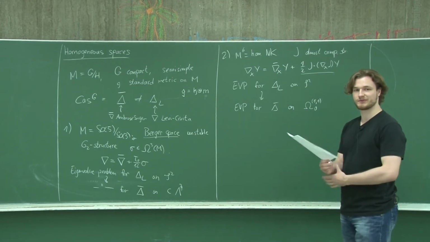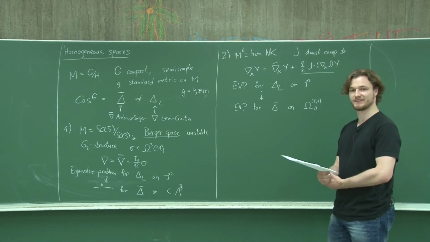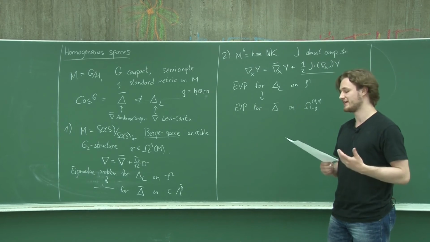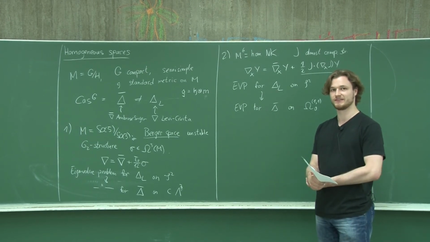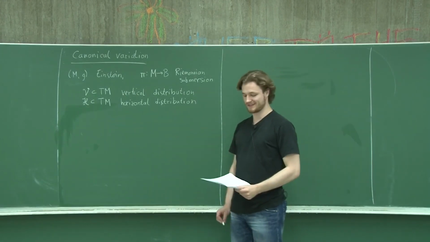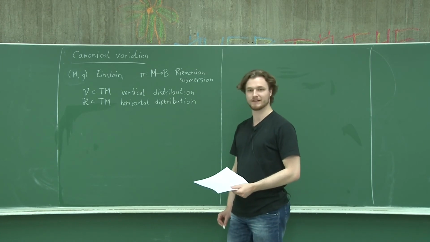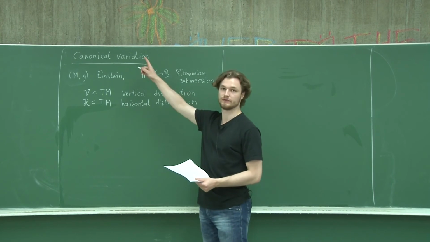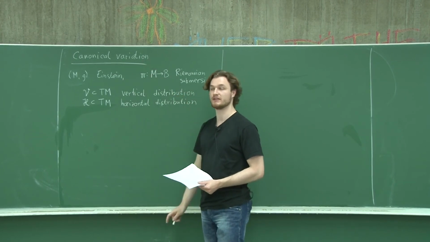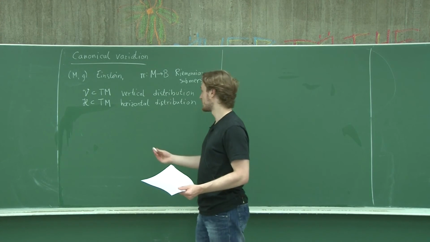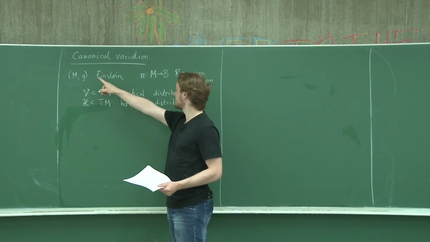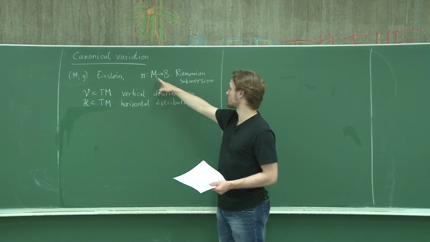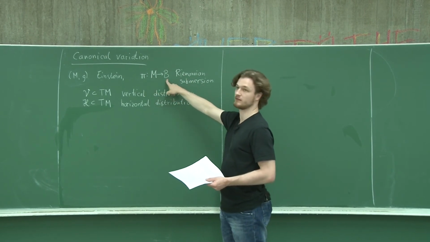So, in closing, I'm going to present another example that shows how the structure that's already present on a manifold can help with the stability analysis. So one thing that is possibly a source for an unstable direction is the canonical variation associated to a Riemannian submersion. So say we have some Einstein manifold again, and we have a Riemannian submersion from the total space M to some base manifold B.